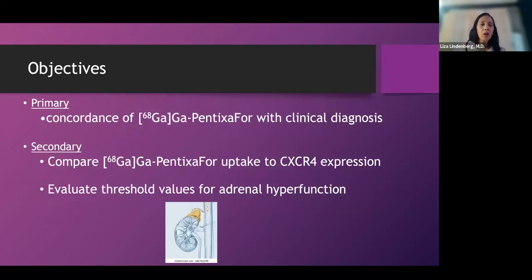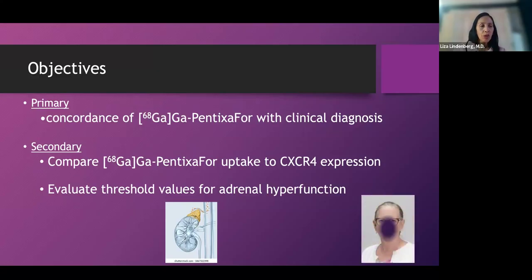Our objectives are really to estimate the percent concordance of imaging with clinical diagnosis in identifying functional adrenal or extra-adrenal adenomas. And participants will also be screened and evaluated by our expert endocrinology team led by Dr. Lynette Neiman.